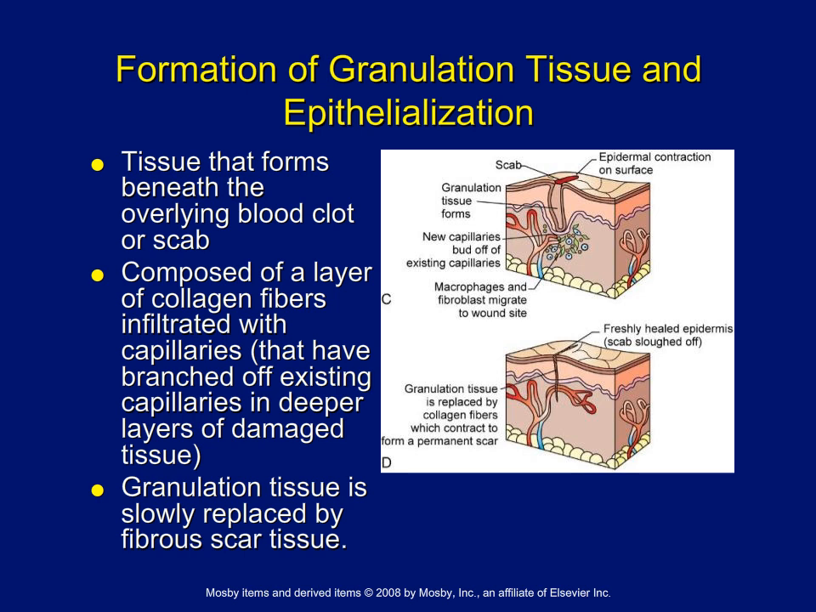We call the granulation tissue the tissue that forms beneath the overlying scab or blood clot. And granulation tissue is composed of collagen fibers which are infiltrated with lots and lots of capillaries that have branched off existing capillaries. Because one of the things we want to do is re-establish the blood flow to areas that may have had their blood vessels severed. And so this granulation tissue has lots of blood vessels in order to do that. Now, over time, this granulation tissue is going to be slowly replaced by fibrous tissue as our fibroblasts get in there and reweave basically a fibrous scar between the two damaged areas of tissue.